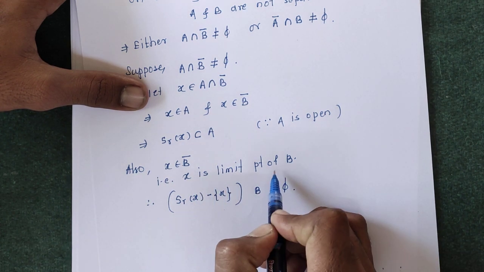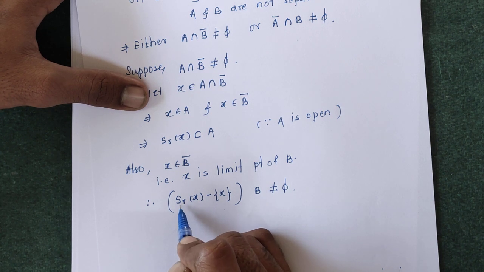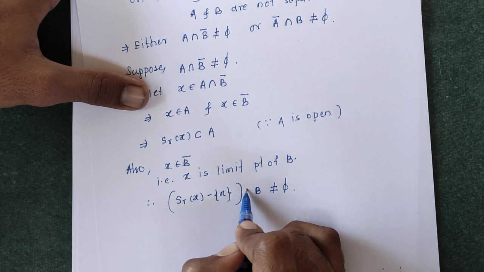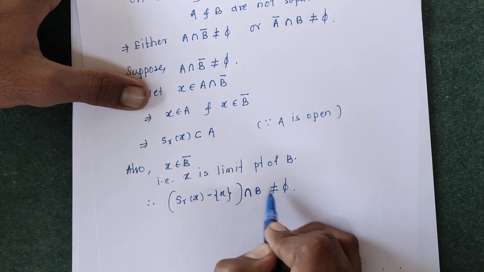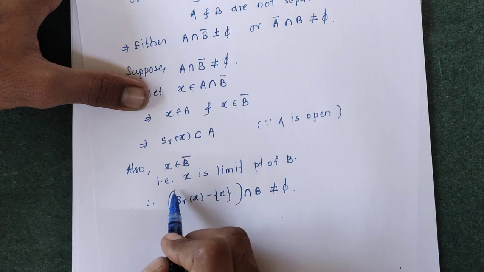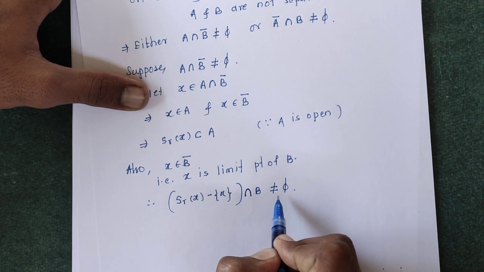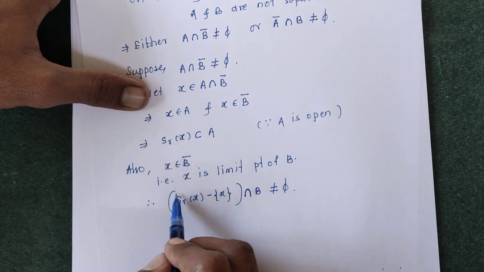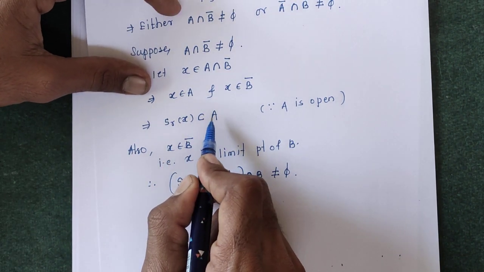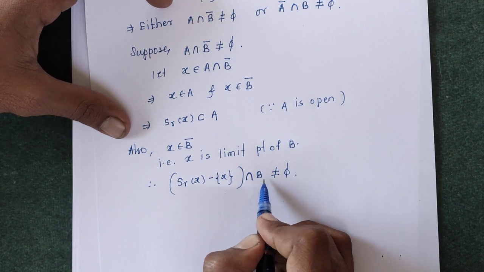Saying x is a limit point of B means for every r greater than 0, if you take any radius, then that open sphere minus the center, intersection with B, is non-empty. This is the definition of a limit point. So we take r equal to this r. Now S_r of x totally lies inside A, and this S_r of x intersection with B is also non-empty.